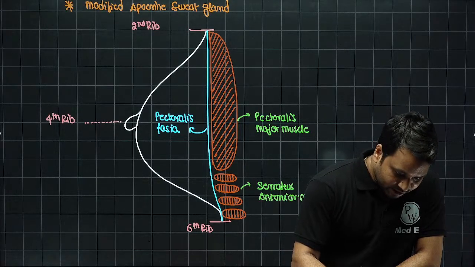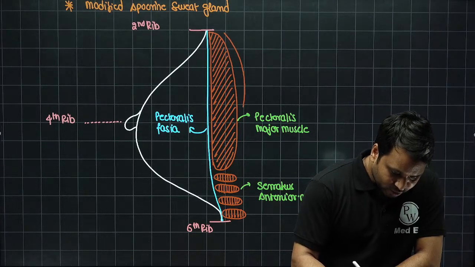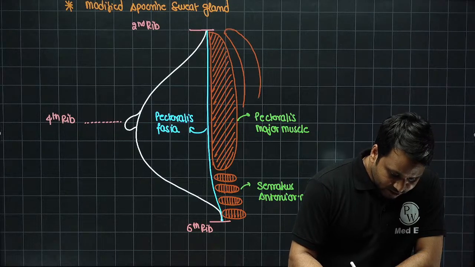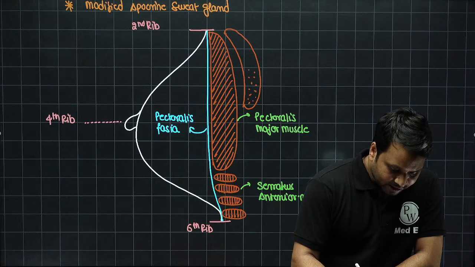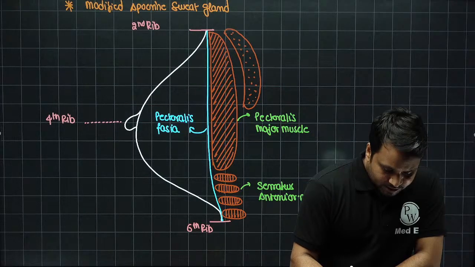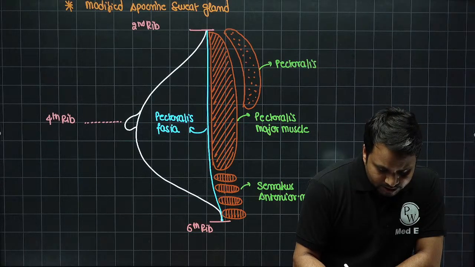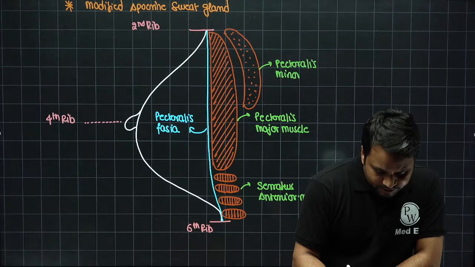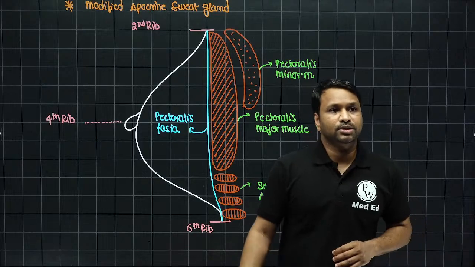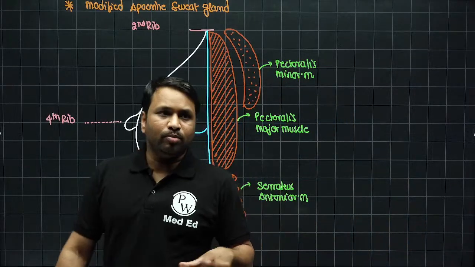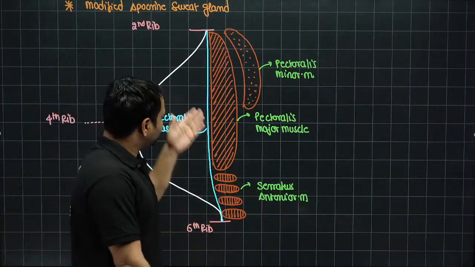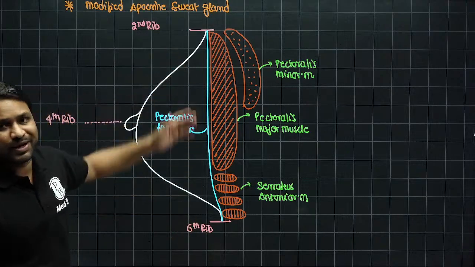And then there is another muscle which is present behind the pectoralis major, and this is what we call the pectoralis minor muscle. This happens to be your pectoralis minor muscle, right? You see the entire breast is going to rest upon this filmy layer which is called the pectoralis fascia.